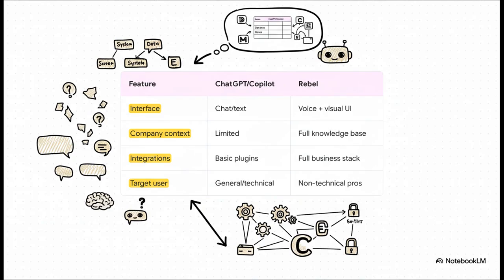This is the key difference, right? General AI tools, they have limited context. You have to feed them information every single time. Rebel is different. It lives inside your work ecosystem. It already has the full picture through these deep integrations, which makes it purpose-built for exactly this kind of task.